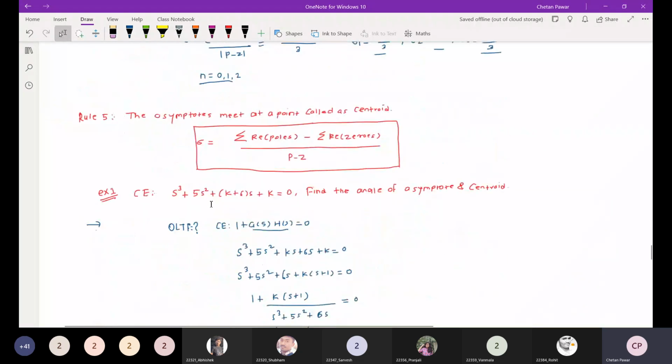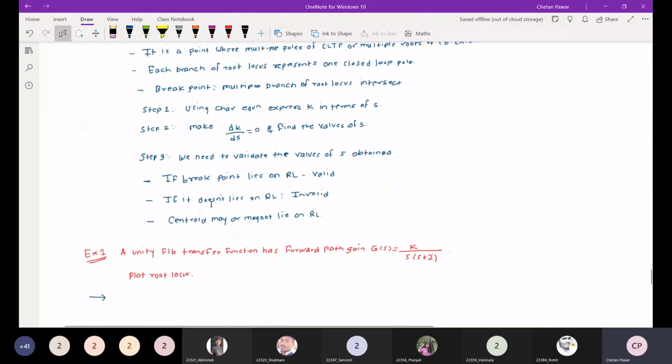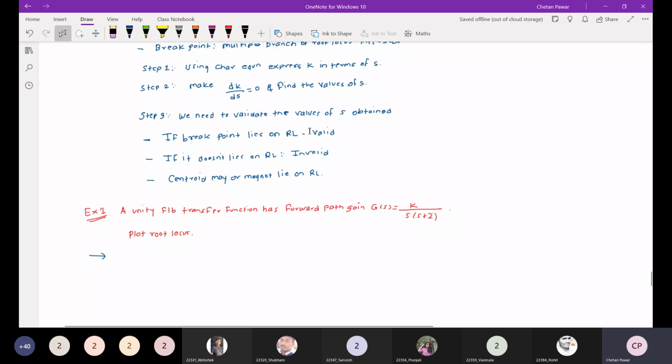So how to find out the breakpoint? First, we need to form the characteristic equation in terms of k. Then we take the differentiation with respect to s of that equation and find the value of s. If we get a value of s, we need to check whether it is a valid breakpoint or not. If the breakpoint lies on a root locus, it is valid. If it doesn't lie on a root locus, it is an invalid breakpoint.